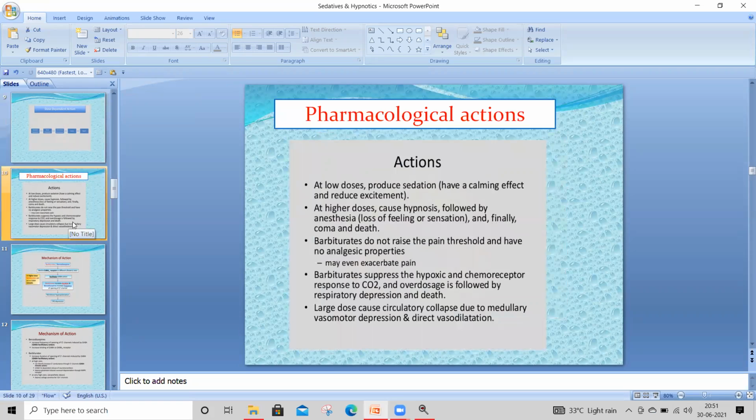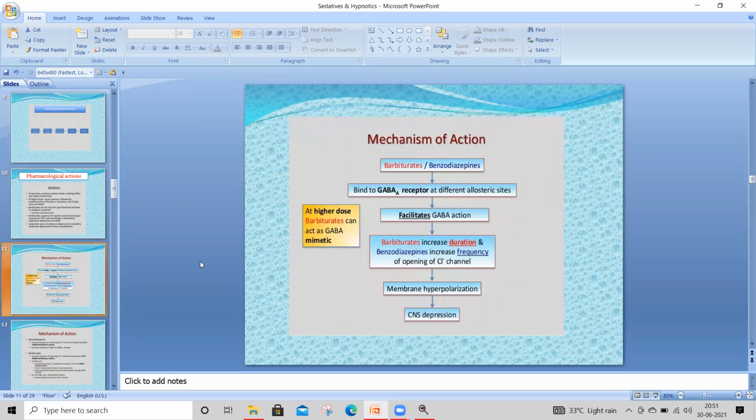Again, you have to know the actions: at a lower dose it produces sedation, at a higher dose it may cause hypnosis, then it may cause anesthesia, then coma and death. This is the pharmacological action of barbiturate.